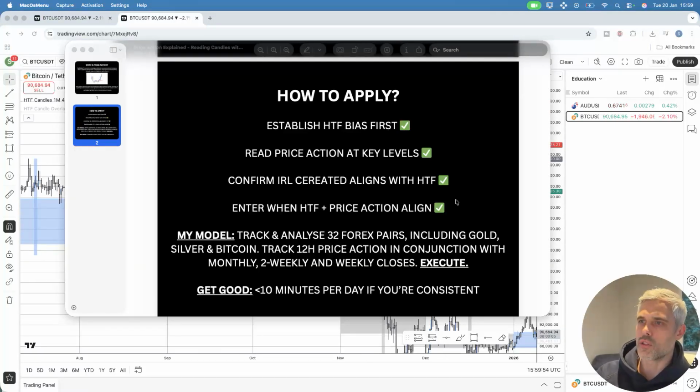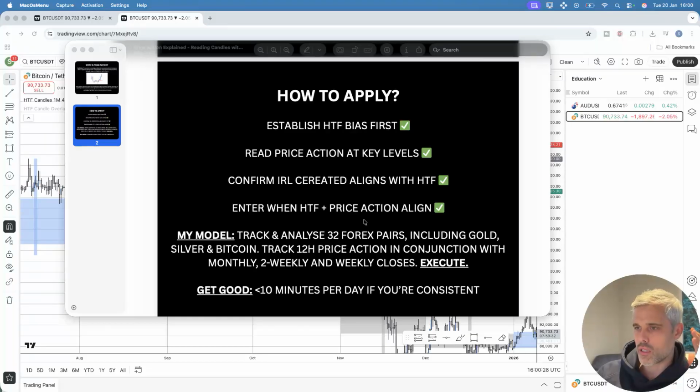So let's take a look at how to actually apply this. First things first, establish your higher time frame bias. Always use the higher time frames to get a read on where you think price is going to head next. Then wait for price to liquidate key areas of external range liquidity and read the price action that occurs at those key levels. Confirm that new price legs are being created on your execution time frame through the creation of internal range liquidity. Then enter when your higher time frame and your price action align.